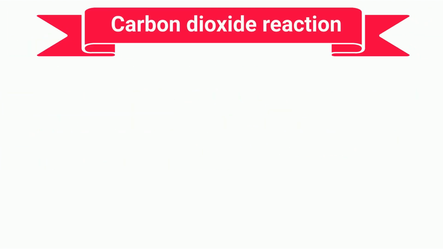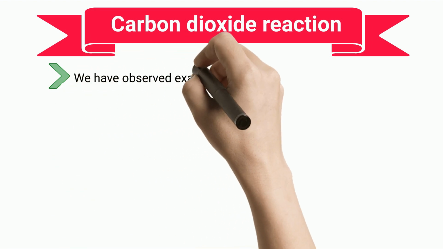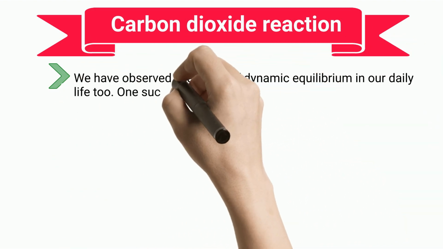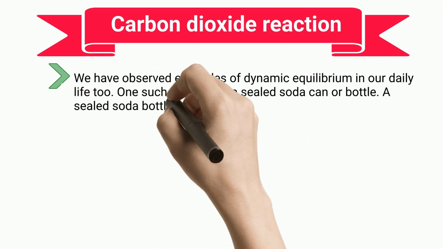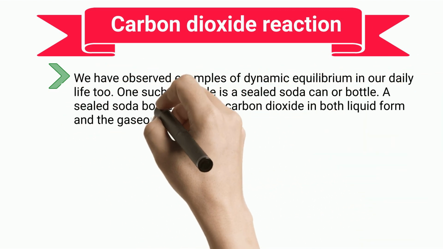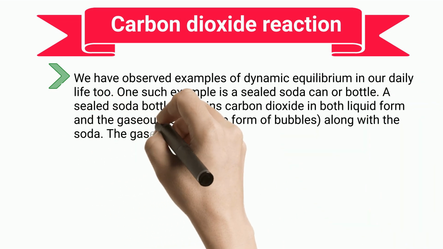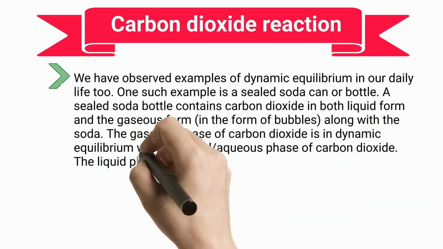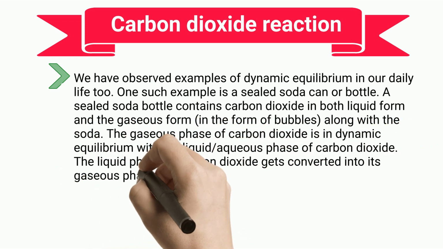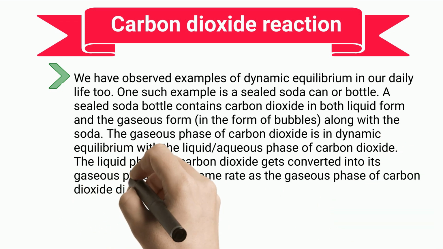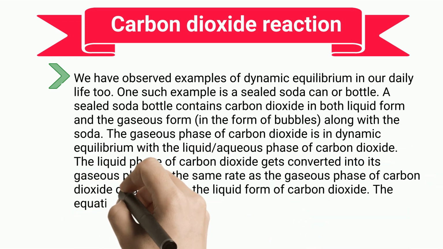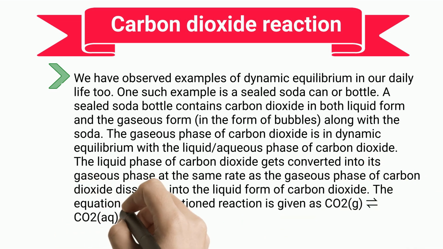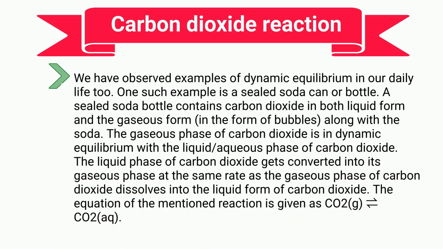Carbon dioxide reaction. We have observed examples of dynamic equilibrium in our daily life too. One such example is a sealed soda can or bottle. A sealed soda bottle contains carbon dioxide in both liquid form and gaseous form in the form of bubbles along with the soda. The gaseous phase of carbon dioxide is in dynamic equilibrium with the liquid or aqueous phase of carbon dioxide. The liquid phase of carbon dioxide gets converted into its gaseous phase at the same rate as the gaseous phase of carbon dioxide dissolves into the liquid form of carbon dioxide.